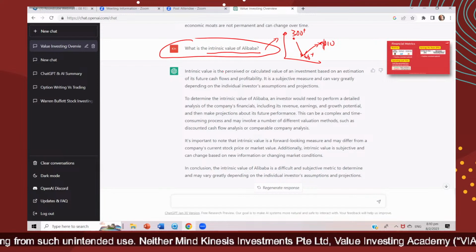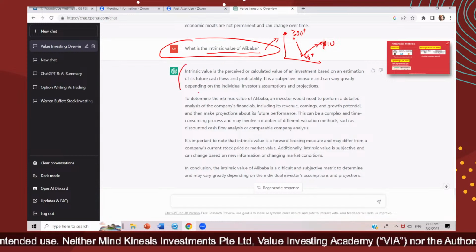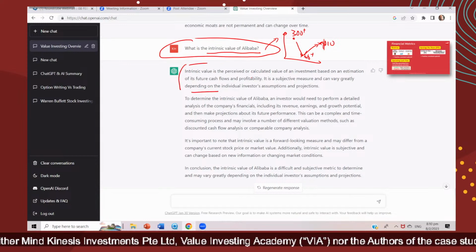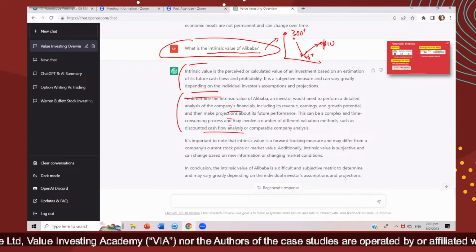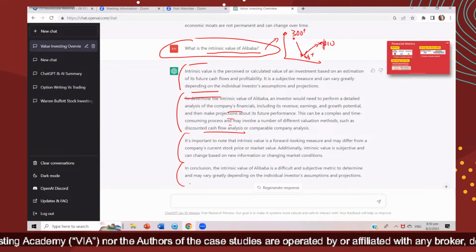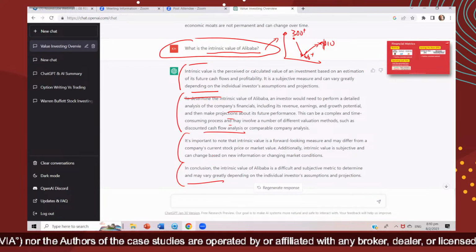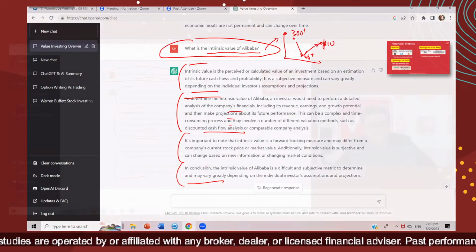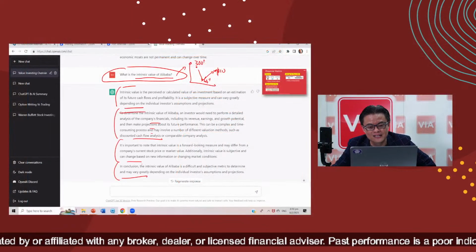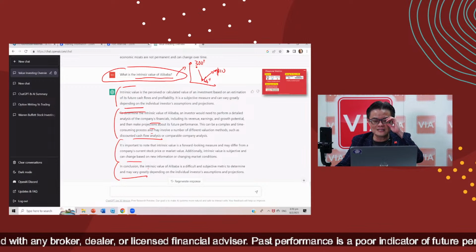So I asked, what's the intrinsic value of Alibaba? You see here, it gives an academic definition. Then, to determine the intrinsic value, it notes that forward looking estimates are needed. In summary, ChatGPT didn't give the answer. So I get to keep my job. You get what I mean? But who knows, in 5 years, 10 years' time?